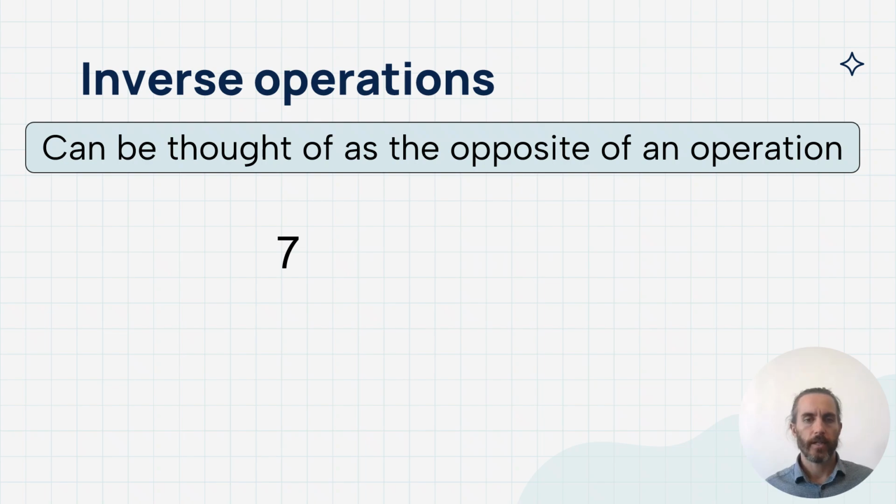So if we start with a number and we apply some operation, let's apply plus 5. The inverse of that is going to be minus 5. And so a key takeaway here is when you apply the inverse operation, you get back the original expression. So if we take 7, we add 5, then we take 5 away, we get back to 7.